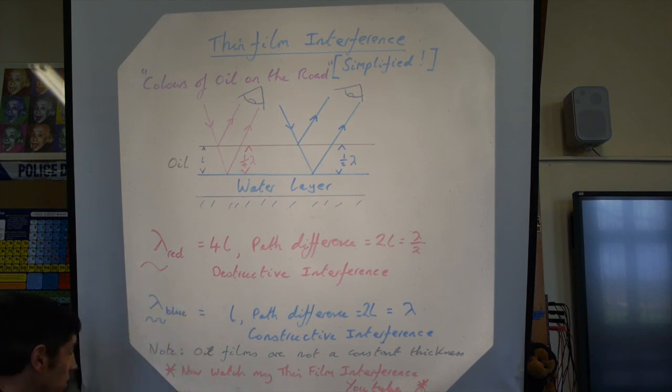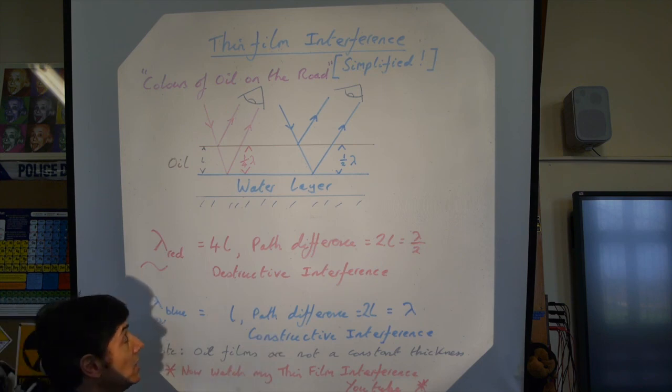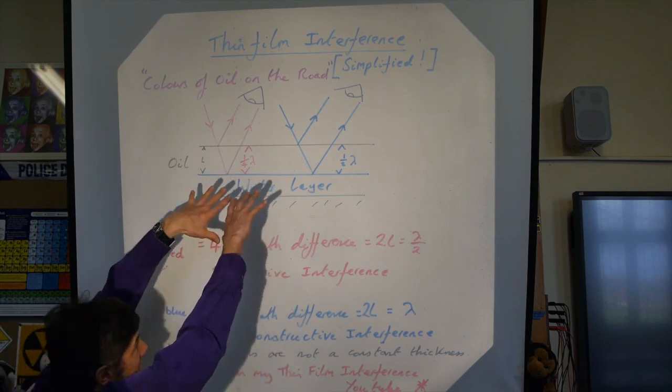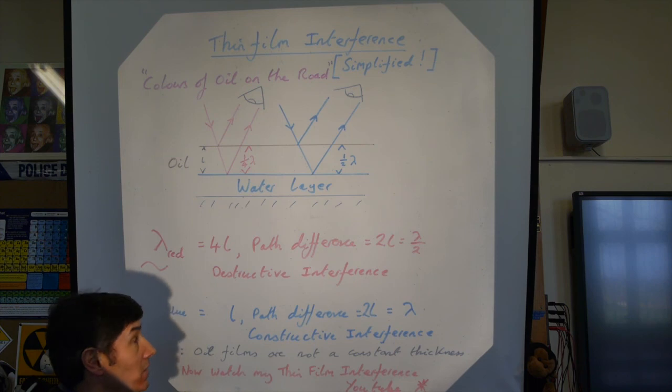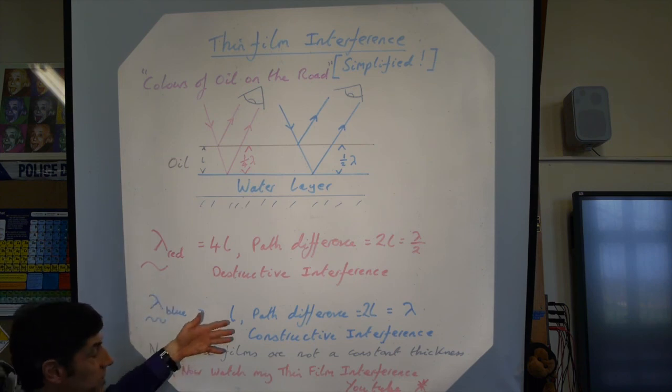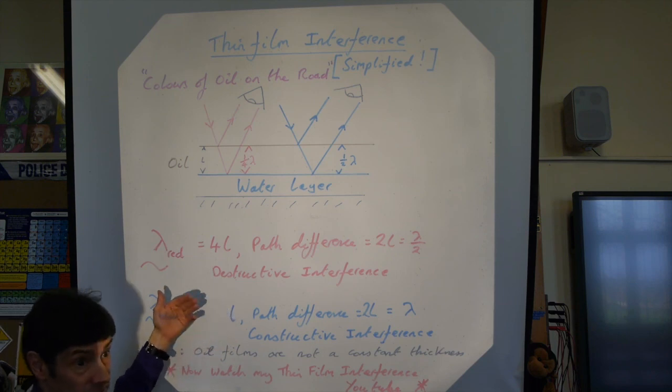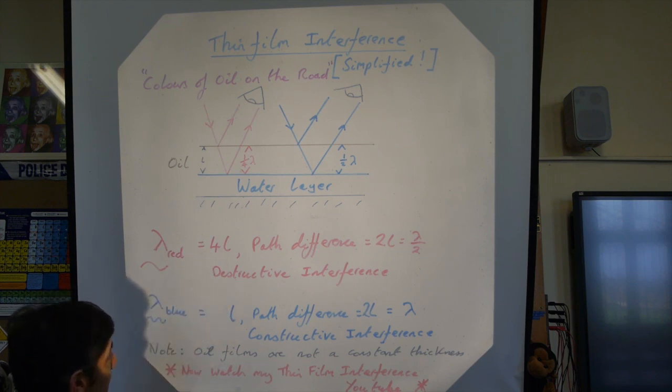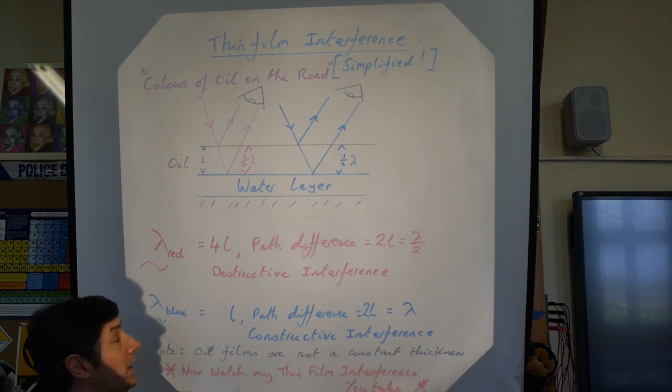Just a couple of points that I want to make. Oil films are not a constant thickness, so you'll get different arrangements of waves that are in phase and out of phase. But remember that the ones that are in phase, you'll see. So that's why you see specific colours. And the ones that are out of phase will be removed from that coloured area.